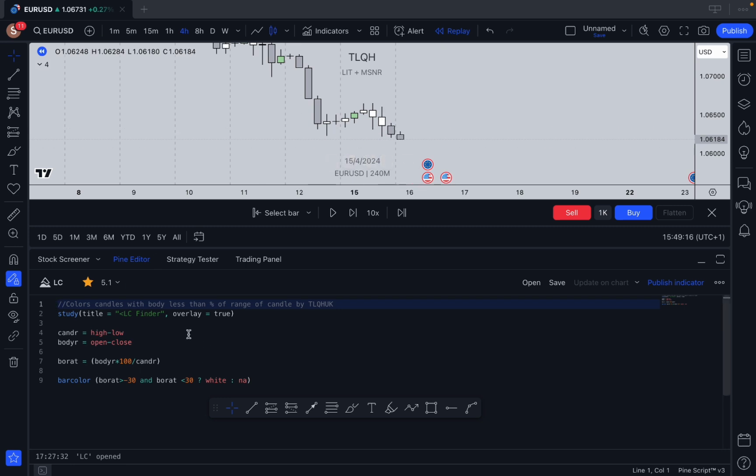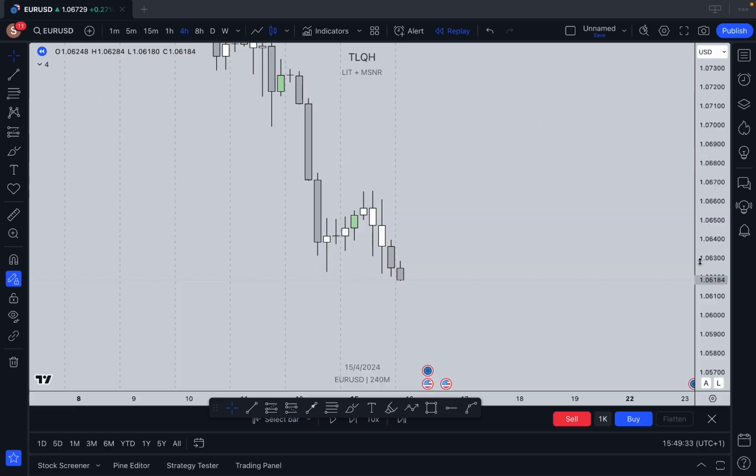So how do you actually apply it? You just make sure the whole Pine script is clear, and then you copy the code into it, and then you press save, and then you press update on chart, and then you should see these white candles appear. Now, what exactly are these white candles?